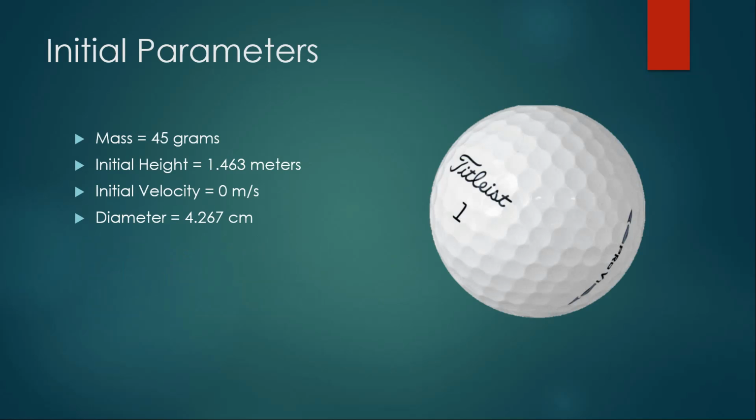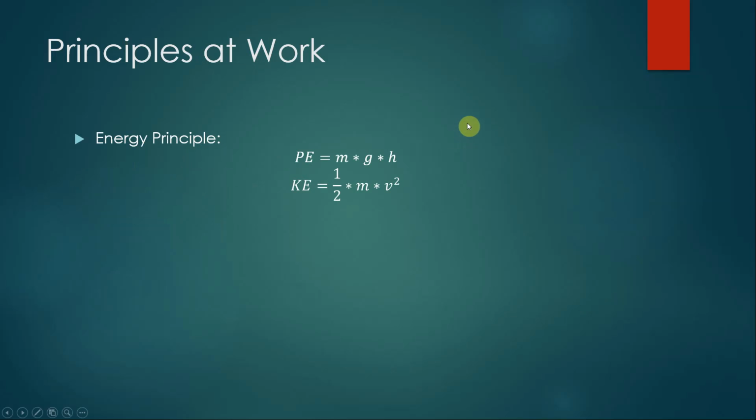The initial parameters for this experiment were the golf ball's mass of 45 grams, the golf ball's initial height of 1.463 meters, its initial velocity of 0 meters per second, and the ball's diameter of 4.267 centimeters. The principles at work during this experiment were the energy principle, where potential energy equals mass times gravity times height, and kinetic energy equals 1/2 mv squared.